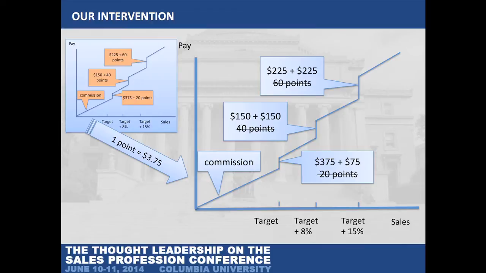So all we did was give them the same commission. When they hit their targets, instead of 20 points, we gave them $75. 20 times 3.75. Next target, instead of 40 points, they got $150, plus the other lump sum they're getting. Ditto for the third one. So instead of 20, 40, 60 points, they got 75, 150, and 225.